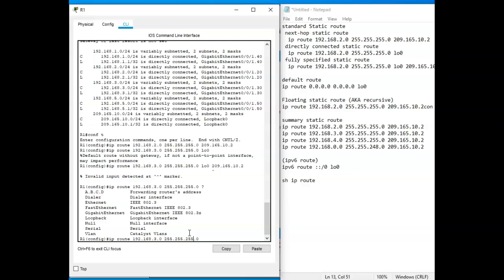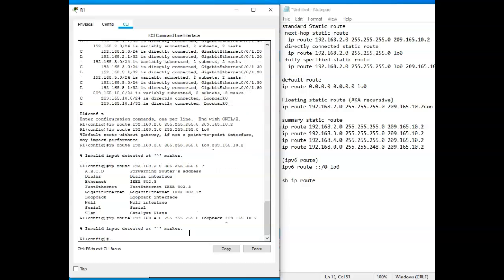Let's try 4, and then we've got 209.165.10.2. Still not liking it. You should be able to put both of them in there, but we are not going to worry about that. But that's a fully specified route.